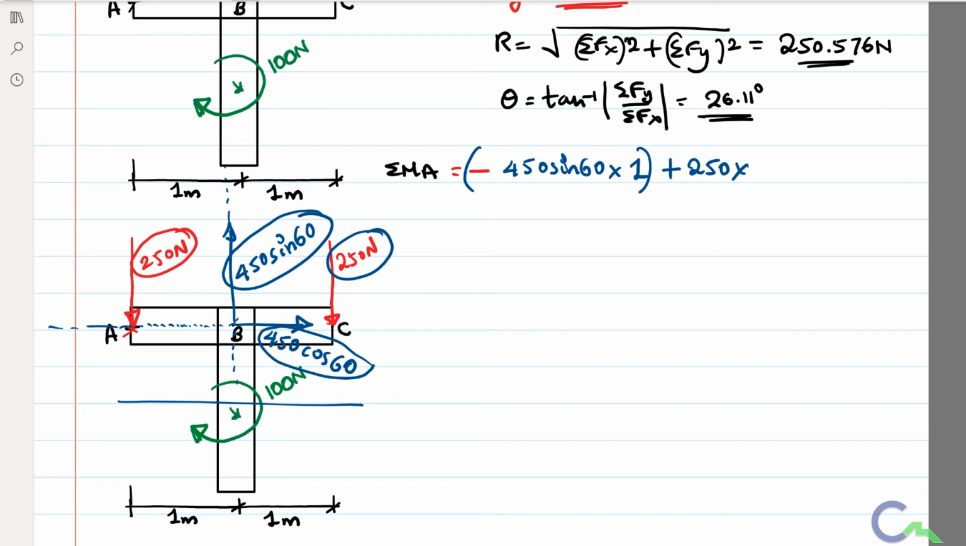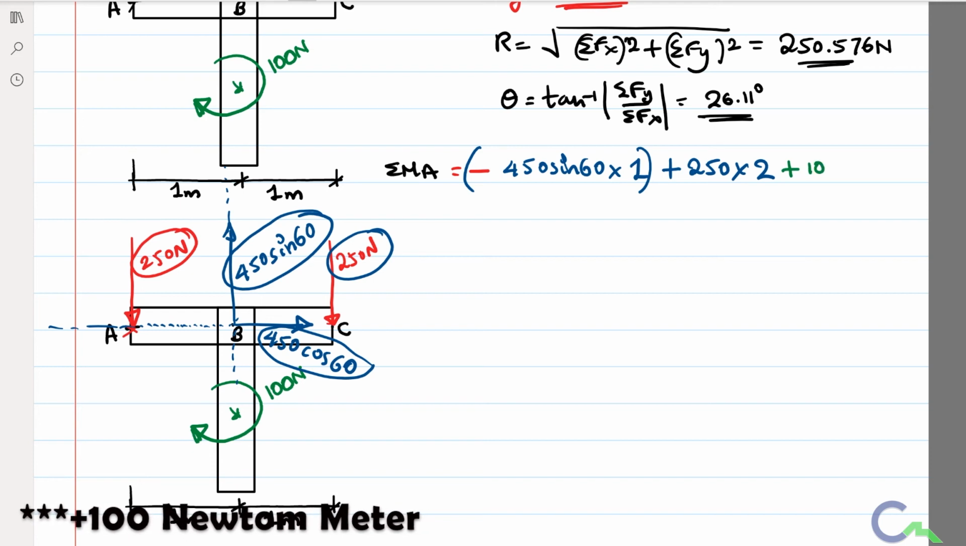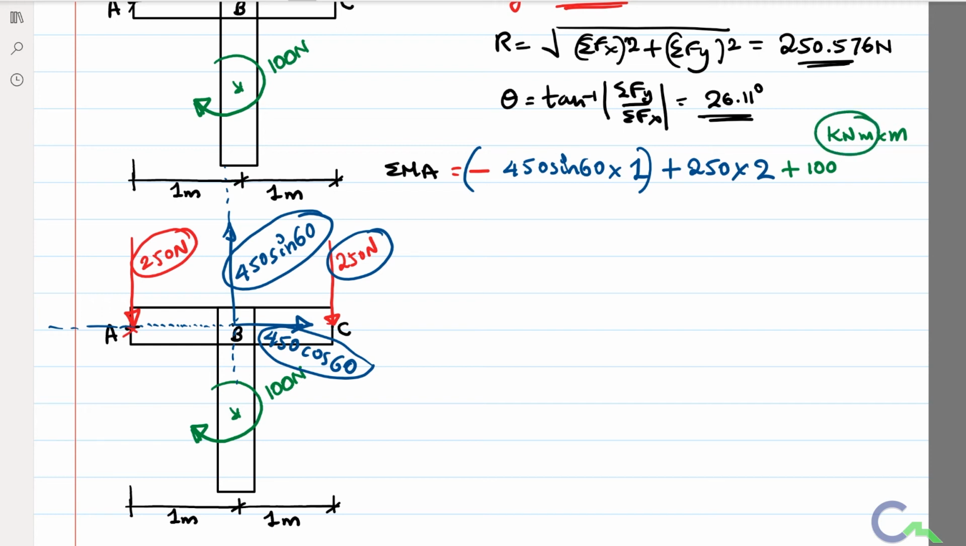So into 2 meter. Then they given one couple, that is clockwise plus 100 Newton meter. I will add it into the summation. Don't multiply it with 1. What will happen if I multiply, that is kilonewton into meter, if I multiply with distance, that is meter, that will become kilonewton meter square. That is not right, that is wrong. Therefore only just add the moment or couple, if it is clockwise positive, if it is anti-clockwise negative.